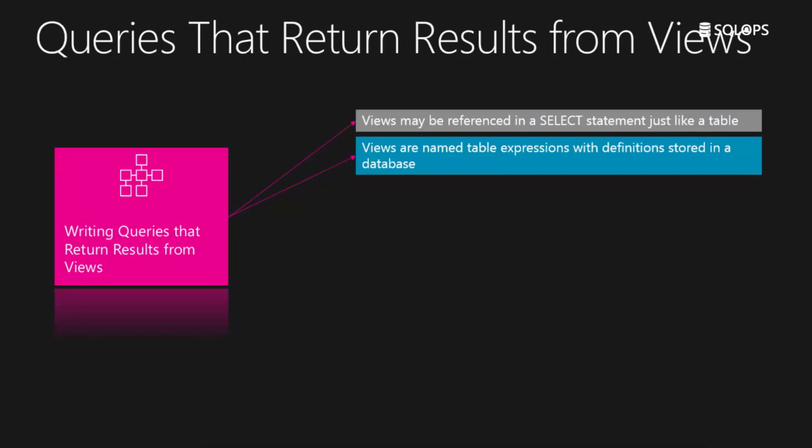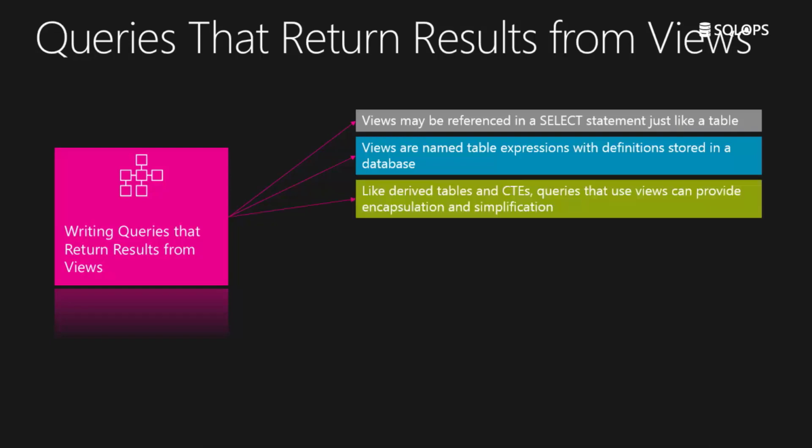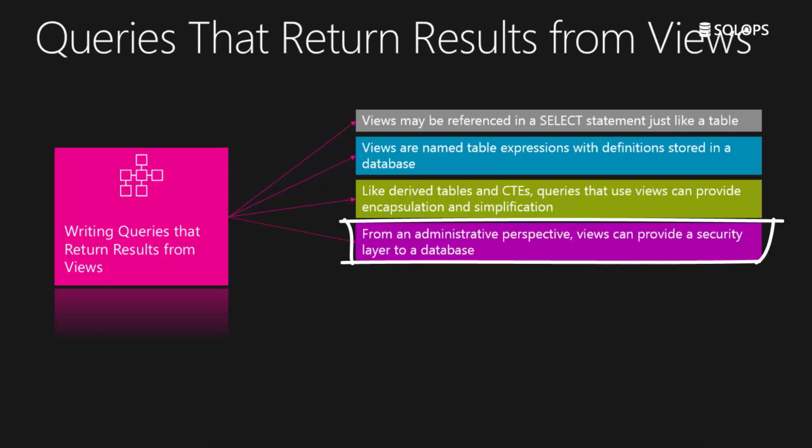Views can be used as a source for queries in much the same way as tables themselves. However, views do not persistently store data. The definition of views is unpacked at runtime and the source objects are queried. And just like derived tables and CTEs, queries that use views can provide encapsulation and simplification. Apart from modularity and encapsulation, views also provide reusability, and from an administrative perspective, views can provide a security layer to a database, which means that you can use views as a security mechanism to restrict the data available to the end users.